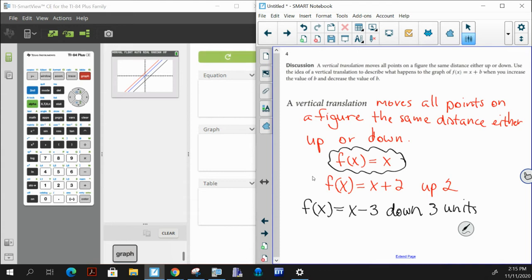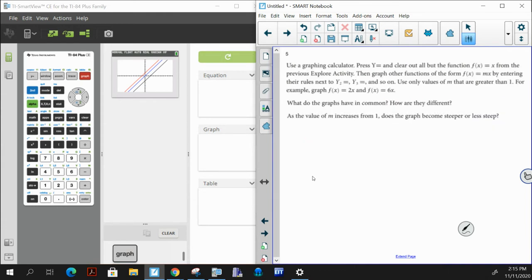So if I say this equation has been moved up 3 units from my starting equation, I would call that a vertical translation. Well, let's experiment some more. This time, let's look and see how the graph is affected when instead of adding, we multiply x.